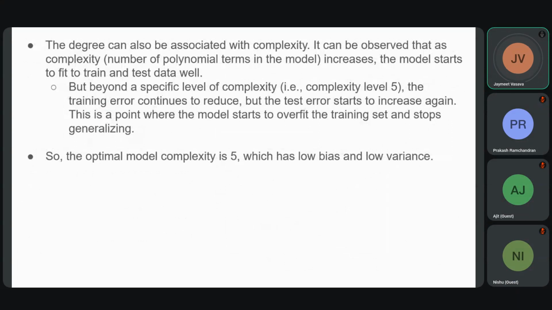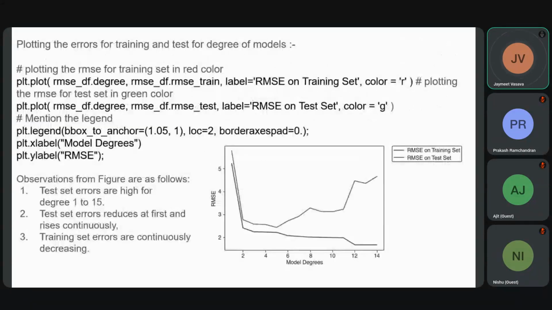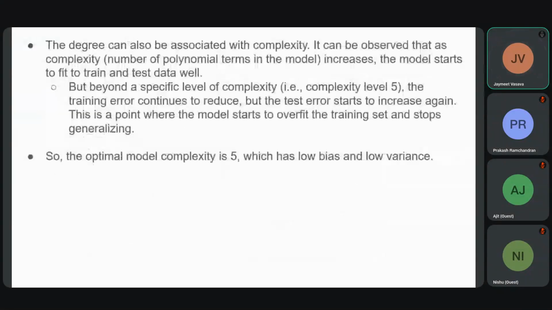So the degree can also be associated with complexity. It can be observed that as the complexity, which is the number of polynomial terms in the model, increases, the model starts to fit the train and test data as well. But beyond a specific level of complexity, which is 5 for us, the training error continues to reduce, but the test error starts to increase again.